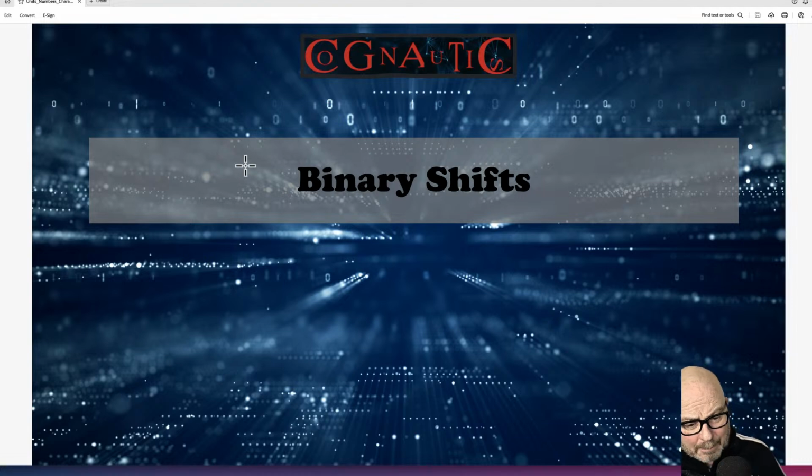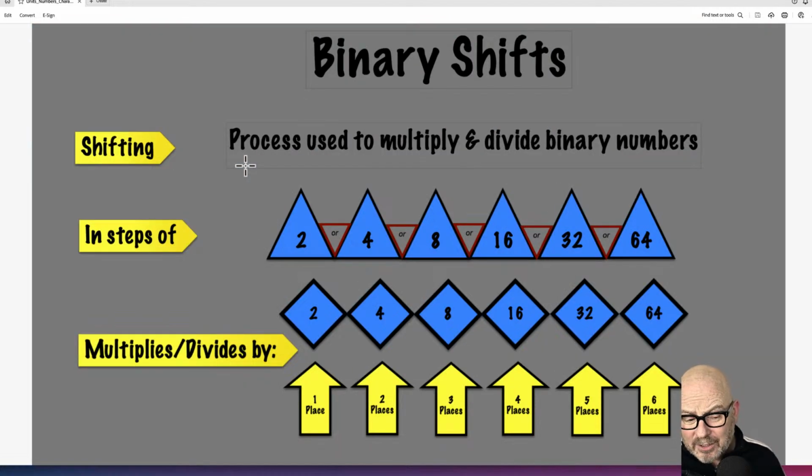You're probably less happy with this, although the principle is actually quite straightforward. And I think maybe what people miss a lot with binary shifts is what they actually do. Binary shifts are designed to multiply and divide binary numbers. You can either shift left or shift right. If you shift right, you divide. If you shift left, you multiply.